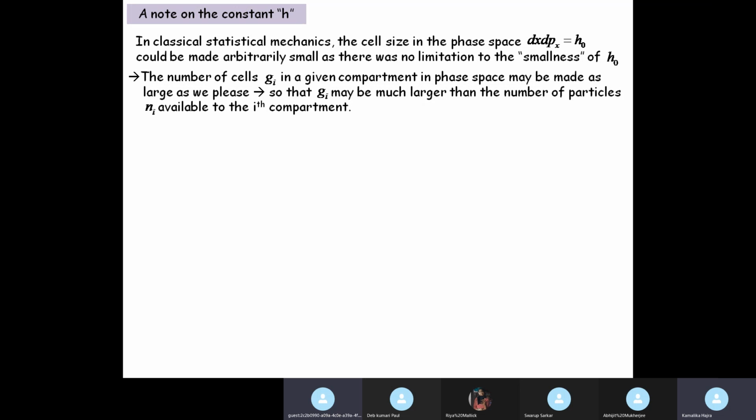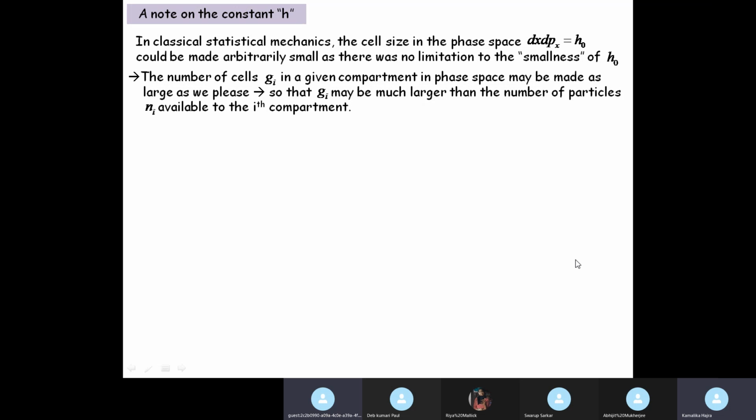So this number of cells that you are dividing one sheet up into is given by gi, and since classically there is no restriction on the value of h0, you can keep on increasing the value of gi, you can keep on increasing the number of cells into which you divide a particular area in the phase space.